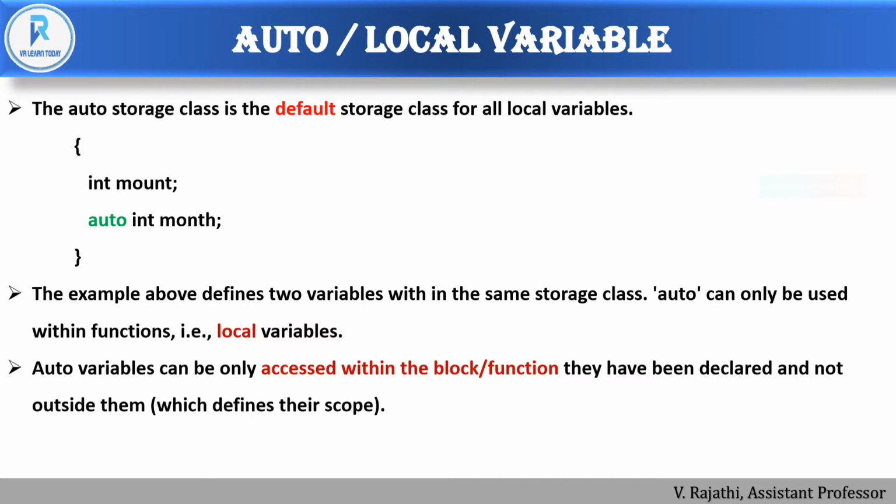This is the example that defines two variables with the same storage class. Auto can only be used within a function, that is, a local variable. An auto variable can only be accessed within the block or within the function where it is declared and not outside it, which defines its scope. If you mention it or not, by default it is called auto.